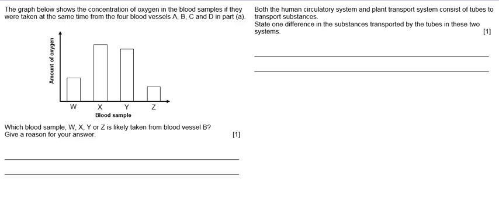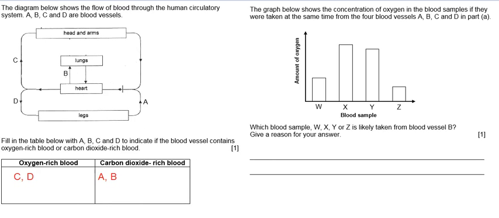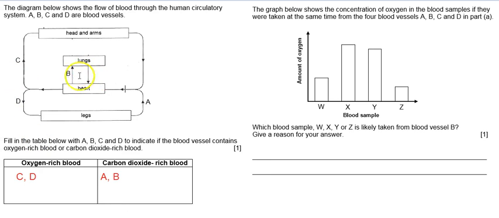The next question: the graph below shows the concentration of oxygen in the blood samples. They were taken from A, B, C, and D in part A just now. So which blood sample is likely to be of vessel B? Let's look at what vessel B is. Okay, vessel B is here. The vein that is returning blood. It is being pumped by the heart and is going towards the lungs.